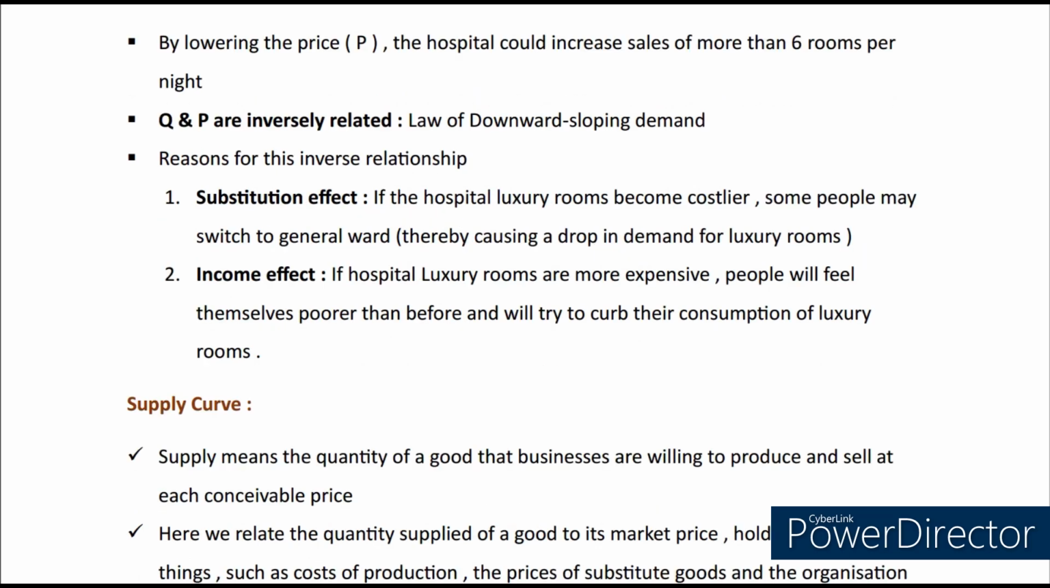Okay. So first is the substitution effect. So what does it mean? The term itself explains that if the hospital luxury rooms become costlier, some people may switch to the general ward, right, because of the high prices of the luxury room, thereby causing a drop in demand for luxury rooms. And next is the income effect. What happens if the cost of any commodity or service is too high, or in this case, if the hospital luxury rooms are more expensive, people will feel themselves poorer than before and will try to curb their consumption of luxury rooms. So it is very clear, right?